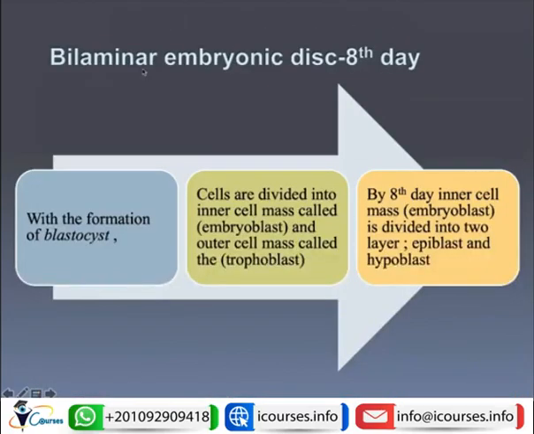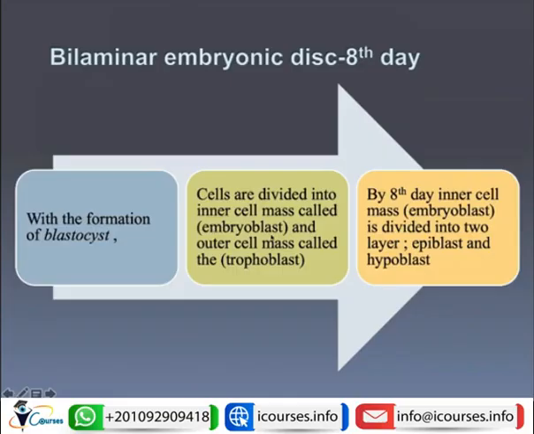So we have now the blastocyst. The blastocyst is sometimes referred to as a bilaminar embryonic disc. At this time, the blastocyst is formed of two cellular masses. The inner mass is called the embryoblast, which will form the embryo or the developing fetus, and the outer mass will form the trophoblast, and the trophoblast will form the placenta.